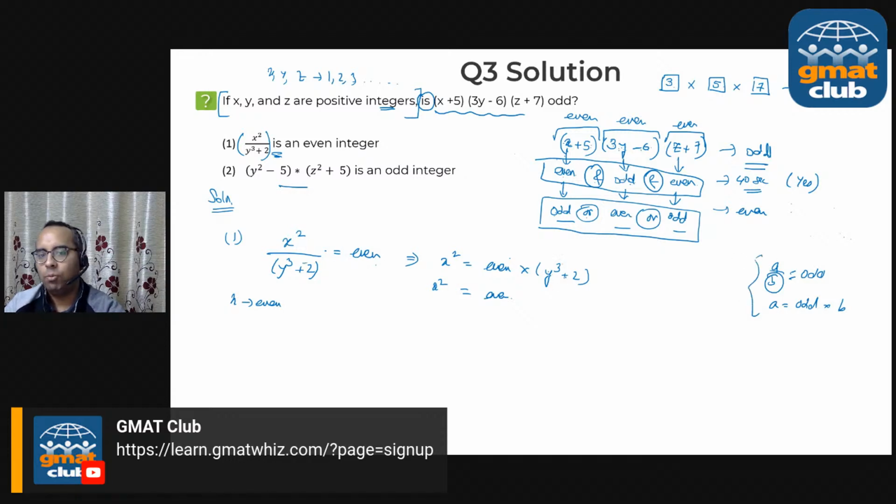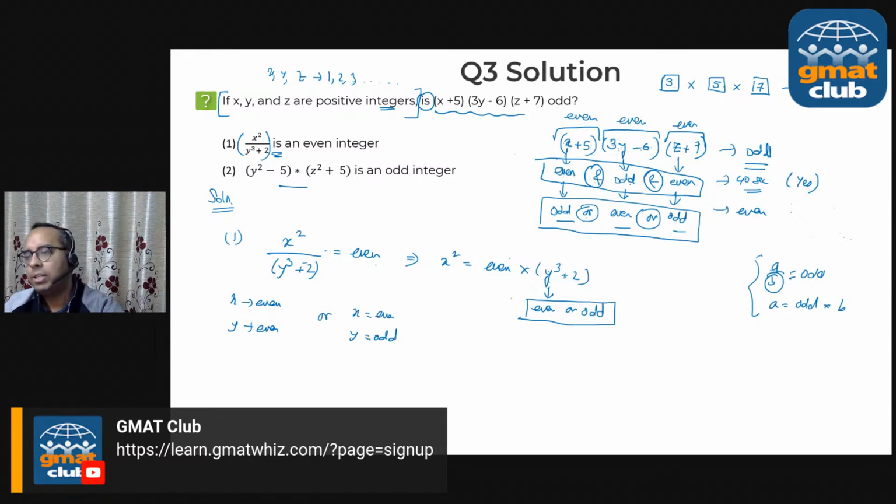Now, what about y cube? Notice there's nothing mentioned about y cube. No information about y cube is given. So y could be even also. Y could be odd also. Both are possible. You put anything, doesn't matter. X would still be even. So you can say x is even, y could be even, or y could be odd. So let me write down both these scenarios. These are the two scenarios that you have.